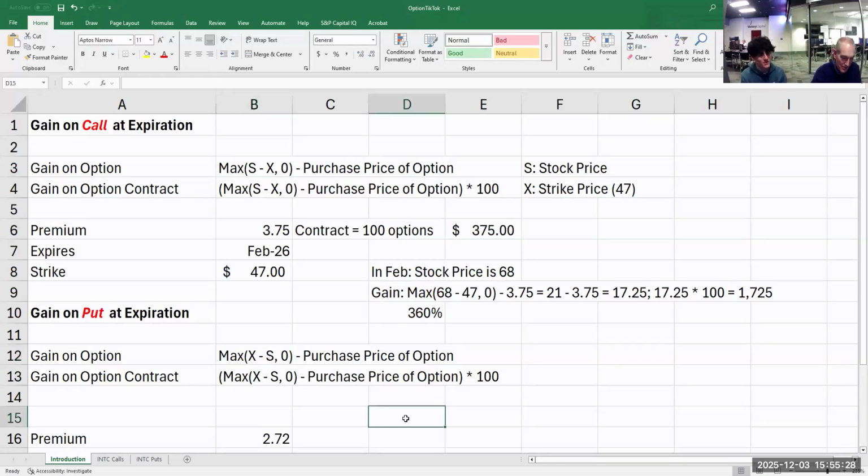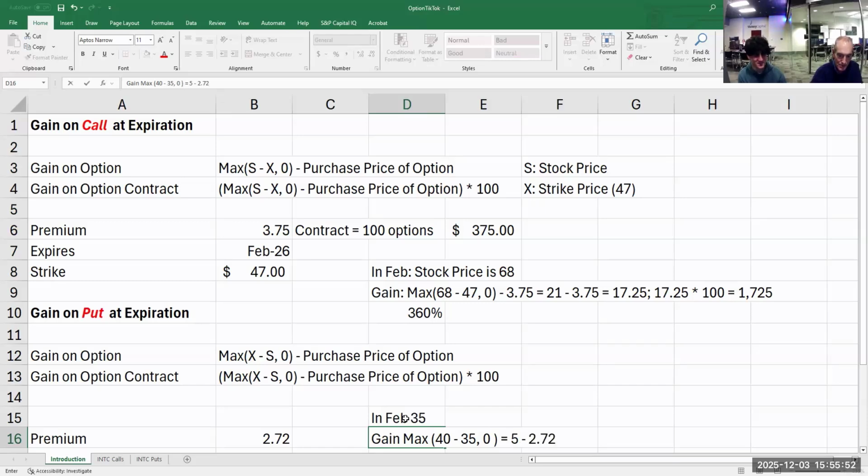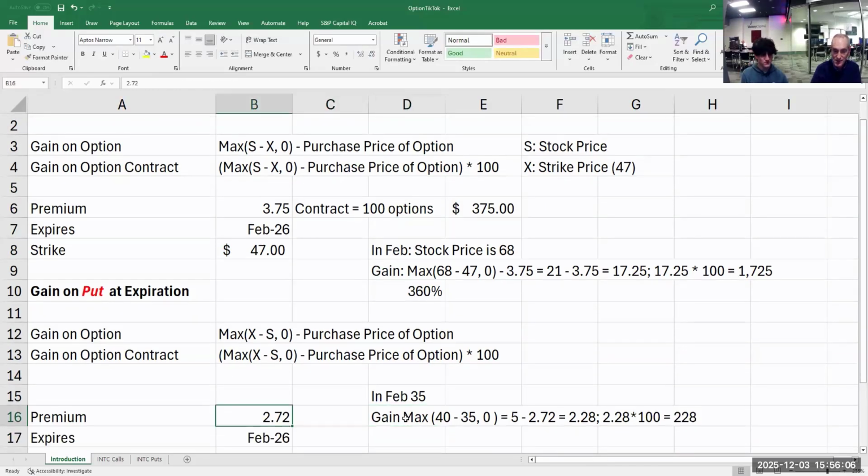So here we say in February, it's trading for $35. Your gain is going to be here. You start with the strike. We said 40 is our strike. Minus 35 and 0. What's bigger, 5 or 0? 5. So you have 5 minus 2.72. That's going to give you a gain of 2.28. And I hope my math is good. You do 2.28 times 100, you will make $228. Because you spent $272. That's for 1 contract. If you did 10 contracts, multiply everything by 10.